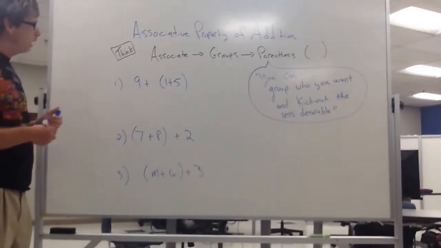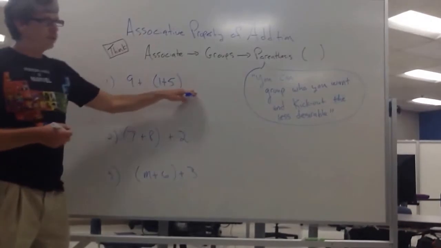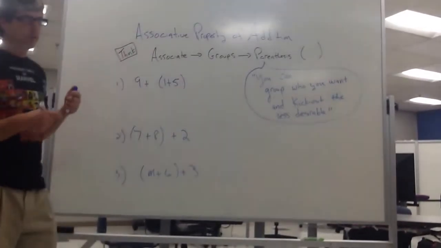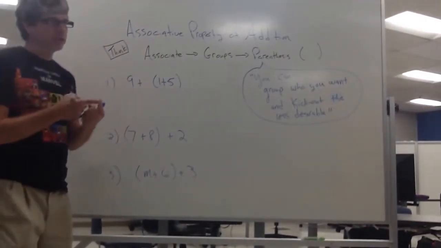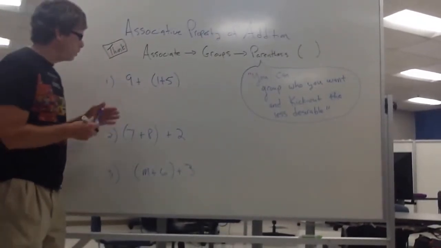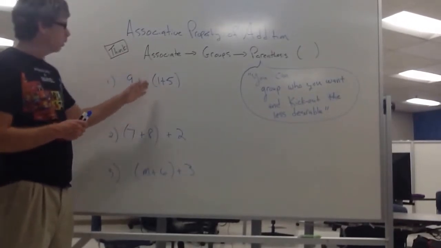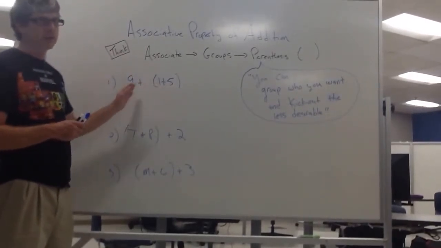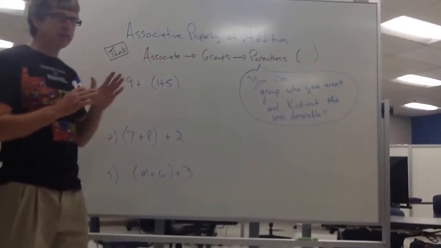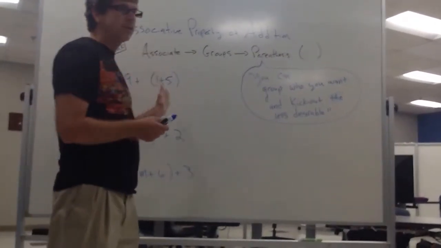So when I do the associative property, this is what I'm allowed to do. And again, this only applies to addition and multiplication. So if you're thinking addition, this works. If you're thinking multiplication, this works. Right now, we've been taught to do what's inside the parentheses first. We would go 1 plus 5 and get 6, 9 plus 6 is 15. And that is a perfectly legal strategy because you're following the order of operations. But that's not the only way to do this problem.